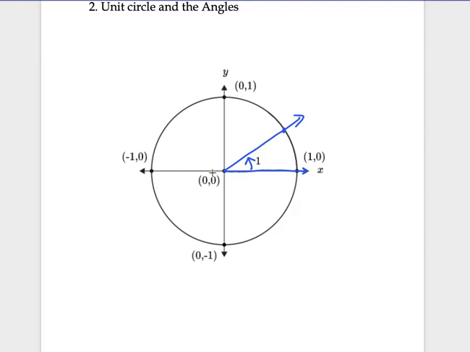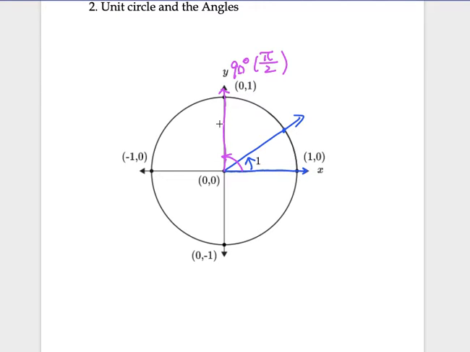For example, let me use a different color. I'm going to rotate until it touches this point, and we know that this is a 90-degree angle, right? So for the 90-degree angle, the coordinates on the unit circle are (0, 1). And do not forget we can always convert it to radians, which is pi over 2 radians. So for this angle, the coordinates are (0, 1).